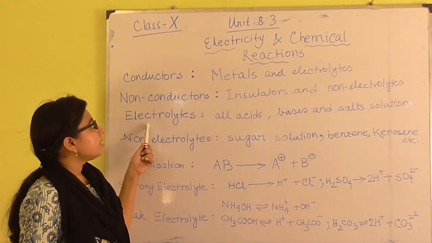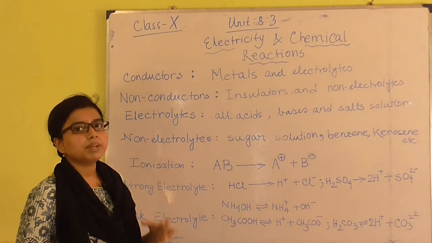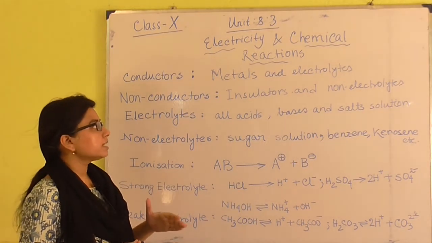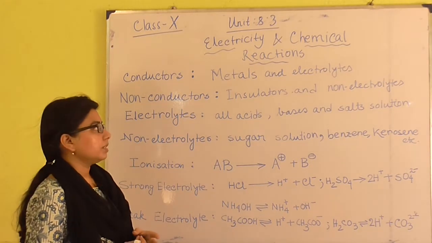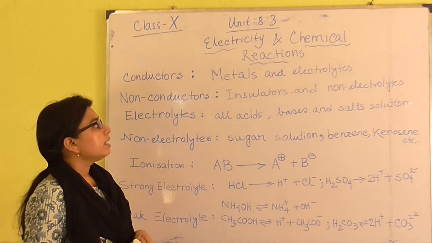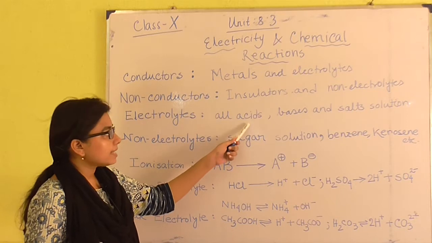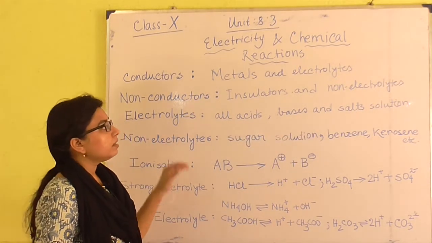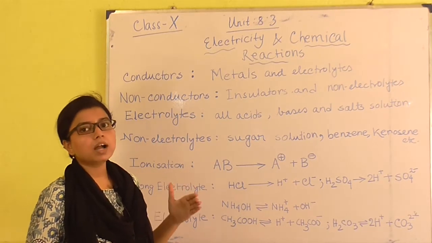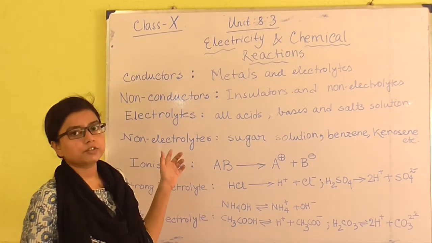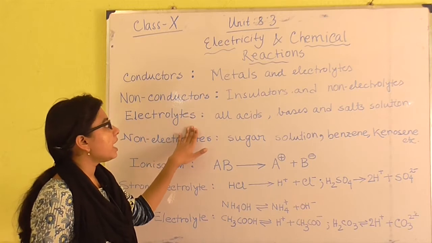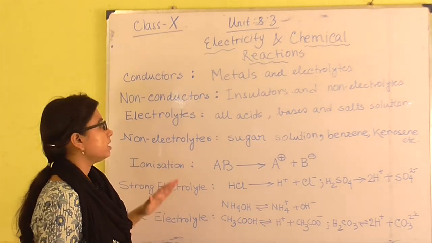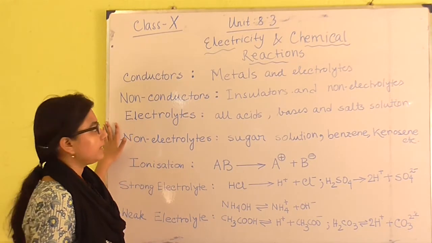Next point is electrolytes. Electrolytes means the substance or material that, in molten state or in solution state, can conduct electricity, producing ions. That means all the acids, bases and salt solutions can produce ions, and through the ions they can conduct electricity. But obviously we have to mention the point: in molten state or in solution state. So they are known as electrolytes.